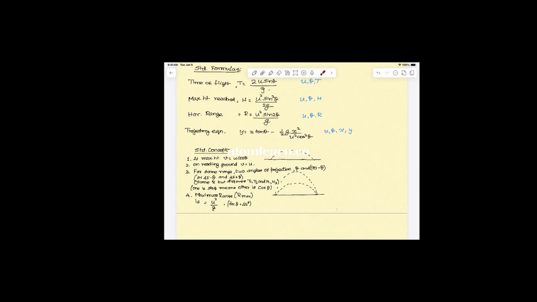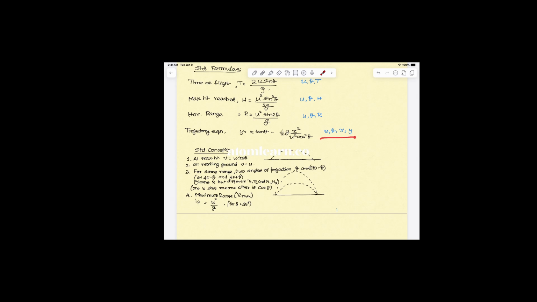Then as I said, the fourth standard formula is called the trajectory equation or the path equation, parabola equation. x and y are the instantaneous coordinates of the projectile, like this. Now this point is the origin. This is the x-axis horizontal, y-axis vertical. Then at any instant, this particular point where the projectile is has the coordinates x comma y, and this formula links x, y, and then u and theta like this.